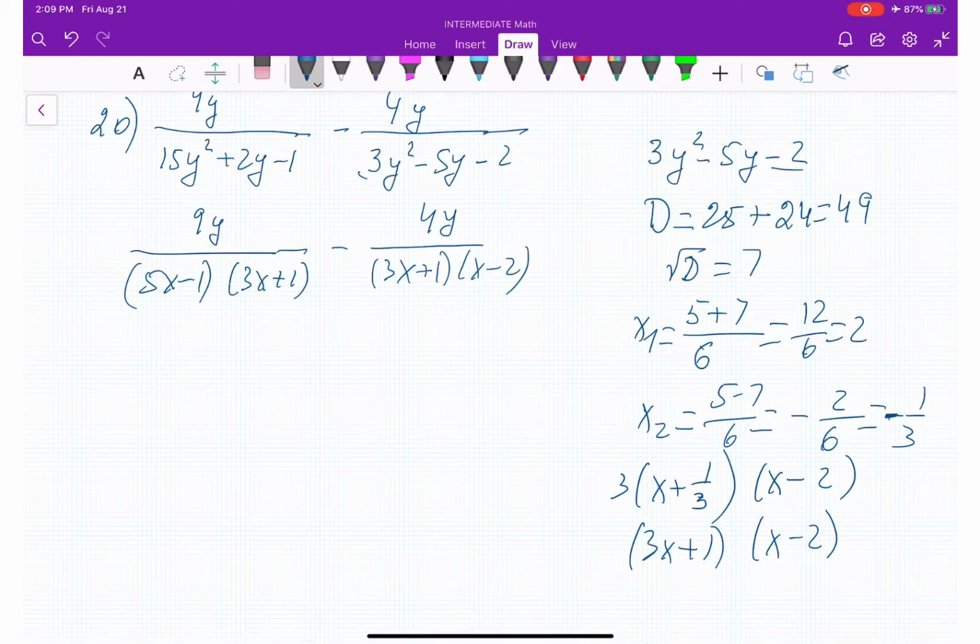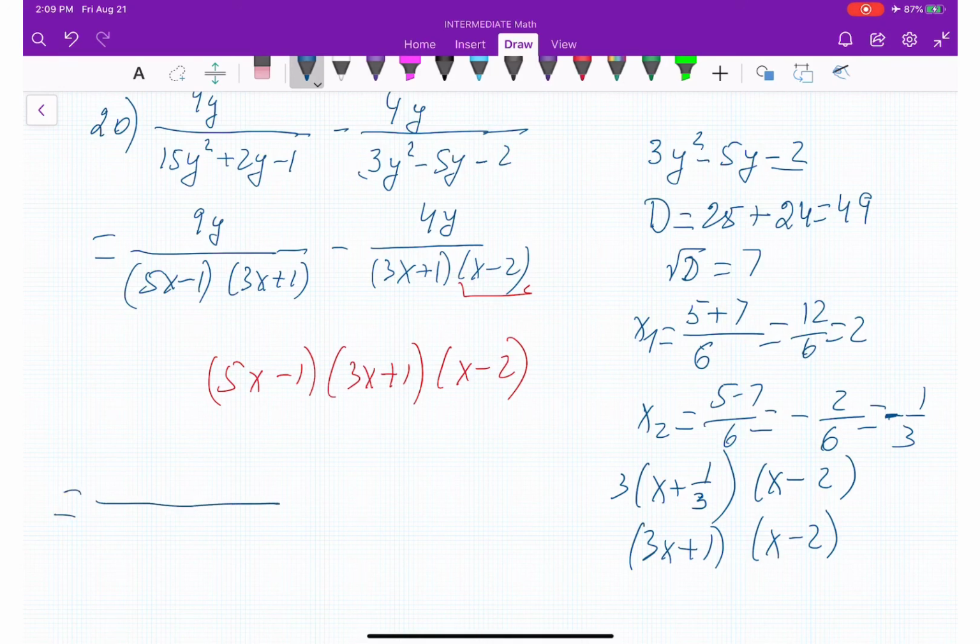It is going to be 5x minus 1, 3x plus 1, and this one also, x minus 2. So we have everything in common denominator. So here it is. So we will get 5x minus 1, 3x plus 1, and x minus 2, it's going to be additional, right?